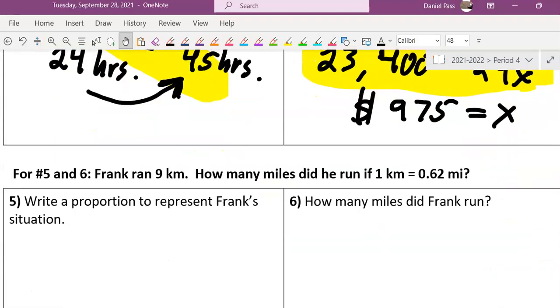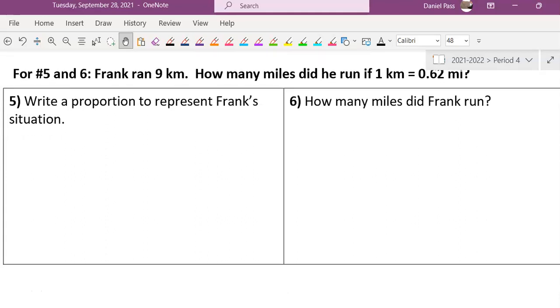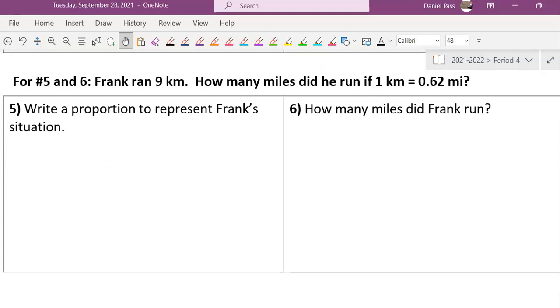Oh, okay. All right. Frank ran 9 kilometers. How many miles did he run if 1 kilometer equals 0.62 miles? So what do we have to be careful of? Putting the kilometers in the same area. Right. So we have kilometers and kilometers. That means they both either have to be on the numerator or both on the denominator.